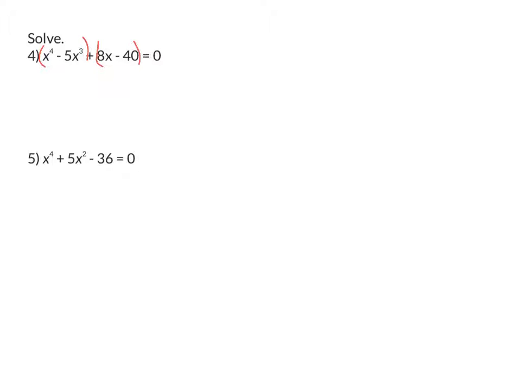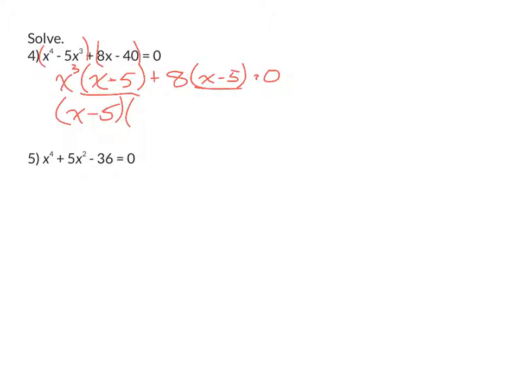So what's the greatest common factor for x to the 4th and x cubed? Well, it's an x cubed, still times x minus 5 plus, between 8 and negative 40, it's an 8. And then we have x minus 5 equals 0. So our following step in our grouping, we now have a new common factor in each term of x minus 5. So we'll pull that out front. And that leaves us with x cubed from the first term and 8 from the second term, and we're still equal to 0.